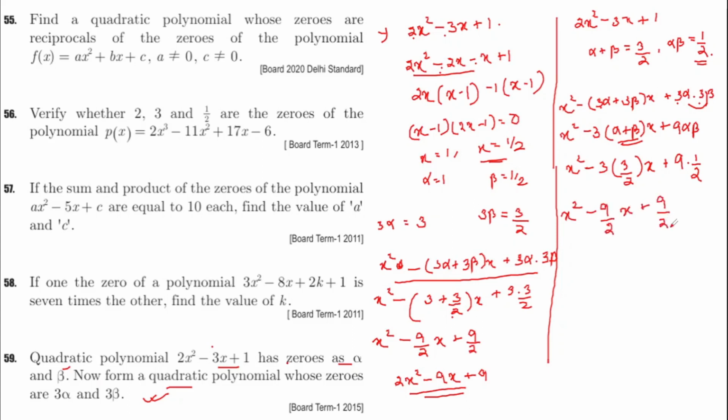Now again you have the polynomial where 2 is in the denominator. To simplify this, let's multiply this with 2. This will be 2x square, and here 9x and plus 9. So you can see that in both the cases you get the same answer. Okay? So there are two ways, and whichever is suitable or easier for you, you may follow that method.